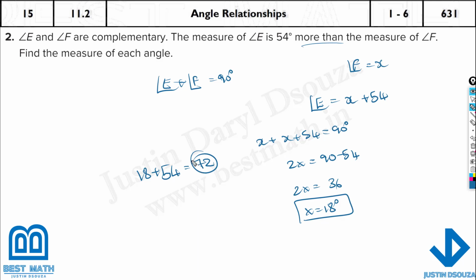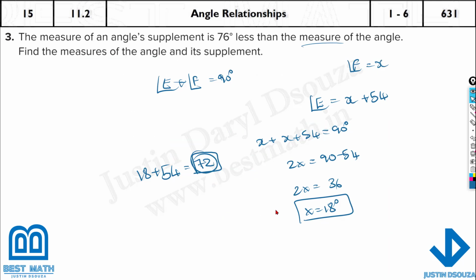And now there's another thing. Instead of doing the adding part, you can just do 90 minus 18. You must get the other angle. 90 minus 18 is 72 itself. So 72 and 18 are the answers.